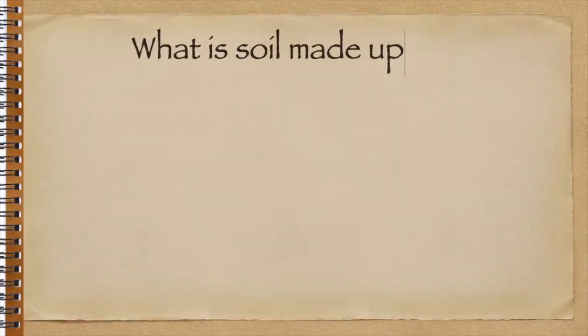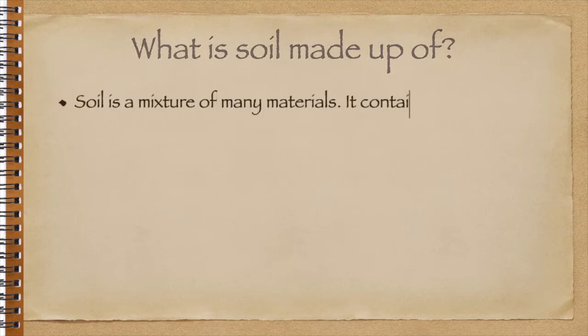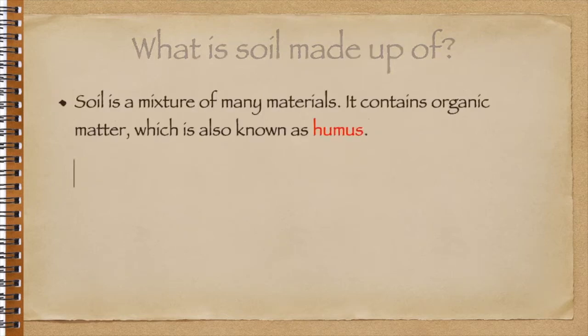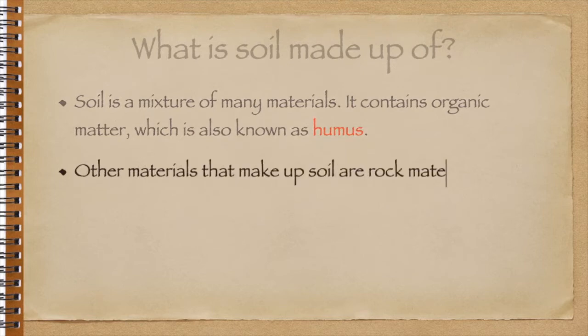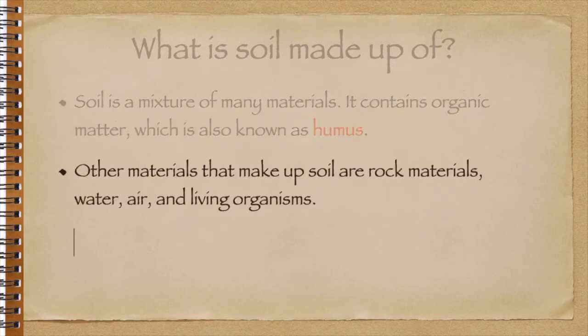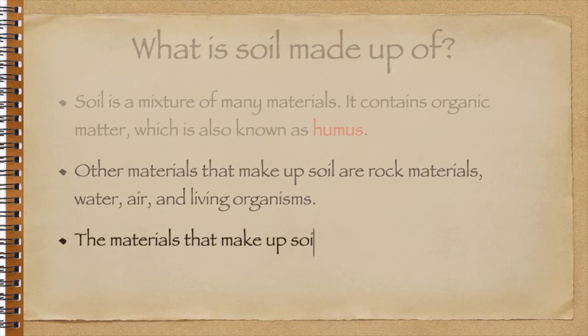What is soil made up of? Soil is a mixture of many materials. It contains organic matter, which is also known as humus. Other materials that make up soil are rock materials, water, air, and living organisms. The materials that make up soil are called components of soil.